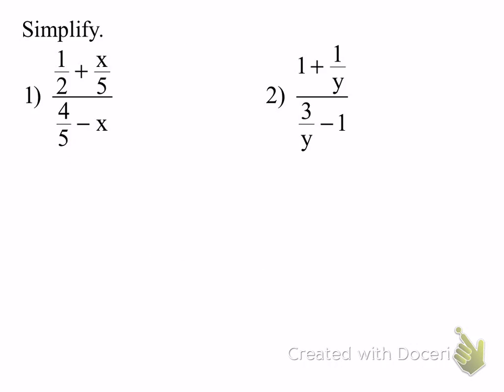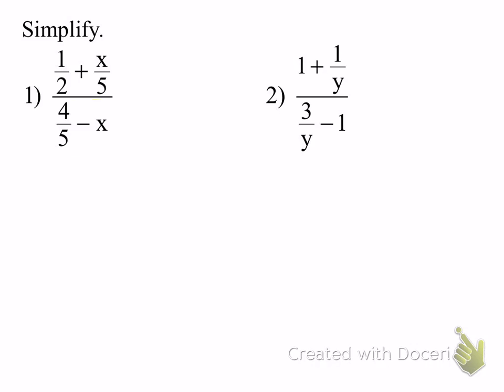Let's try this one. Let's do this one together. We said the first step is find the least common denominator of all 3. All 3. So I have here, here, and here. I have 3 denominators. So what is my least common denominator? Yes. 10x. Okay, be careful.